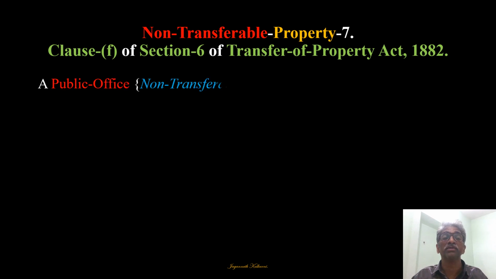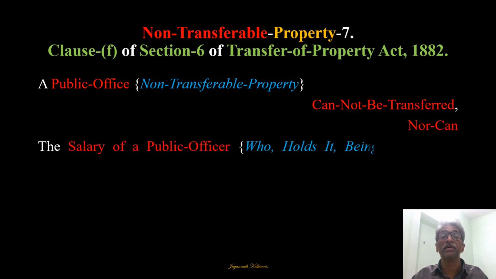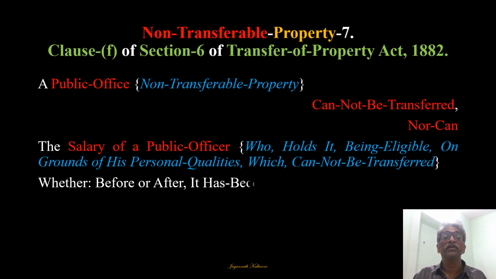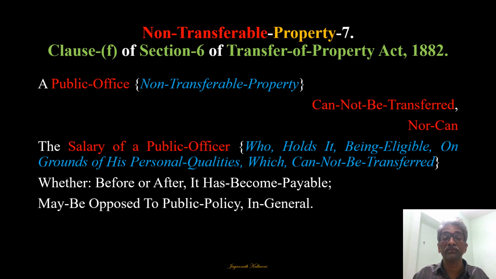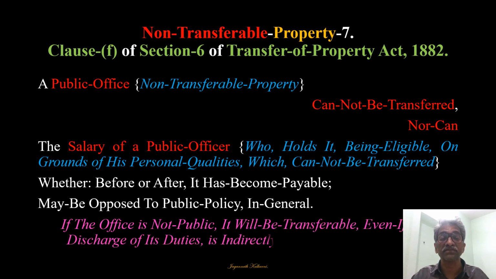Seventh exception talks about public office, which is non-transferable property, cannot be transferred, nor can the salary of a public officer, because who holds that public office is eligible on grounds of his personal qualities, which cannot be transferred, whether before or after it has become payable, as it may be opposed to public policy in general. If the office is not public, it will be transferable even if the discharge of its duties is indirectly beneficial to the public. That can be transferred.